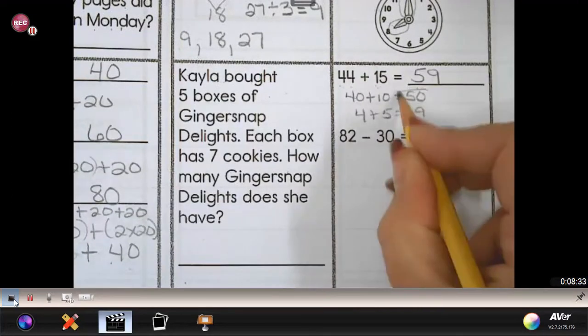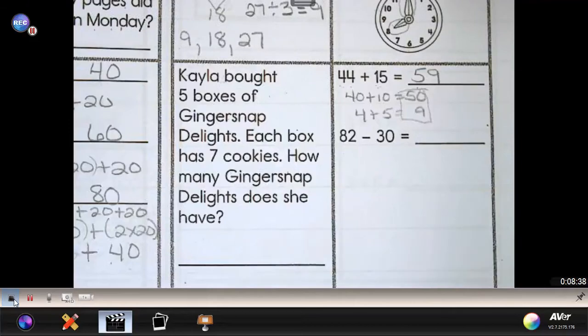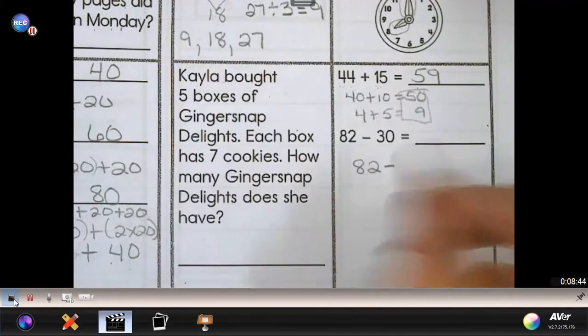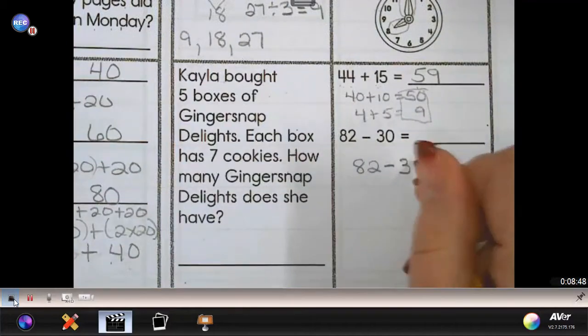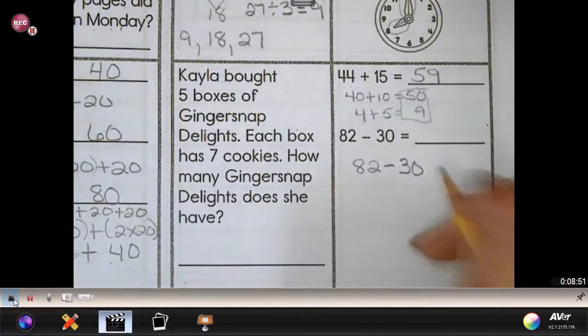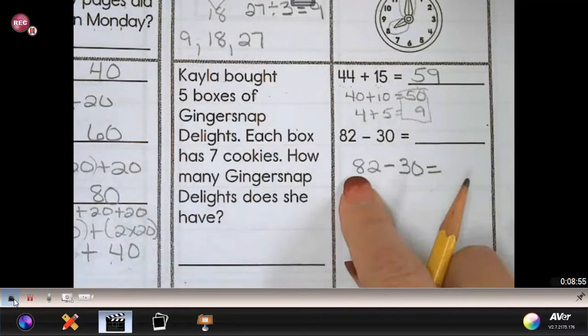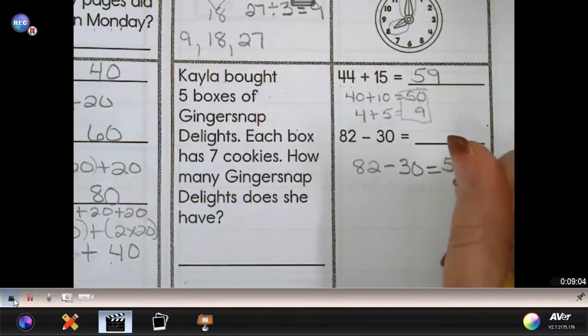And when we put these together from expanded form to standard form, we know that we have 59. We have 82, and we're subtracting 3 10s from the 80. Remember, we aren't subtracting any 1s, so this should be fairly simple. We have 8 10s. Subtract a 10, that would be 70. Subtract 1 more 10, that would be 60. Subtract 1 more, that would be 50. So our difference is 52.